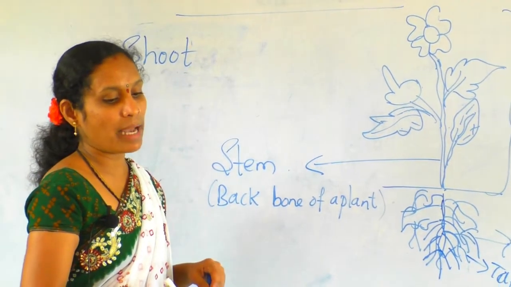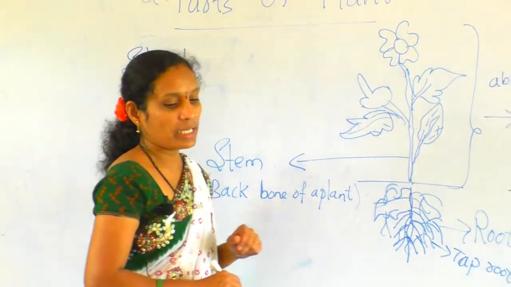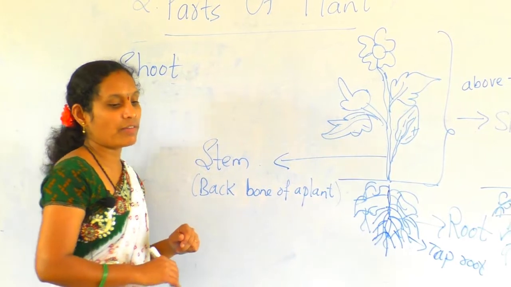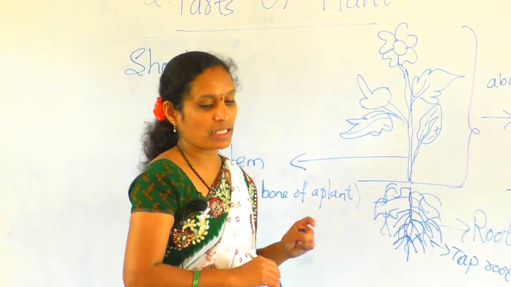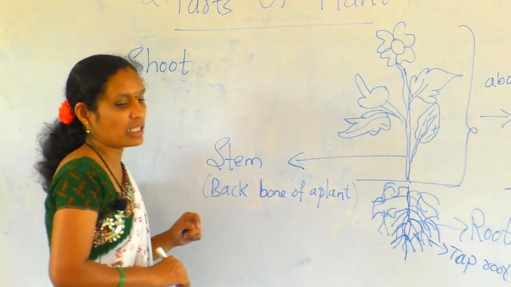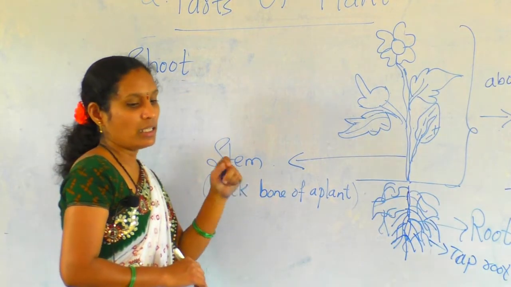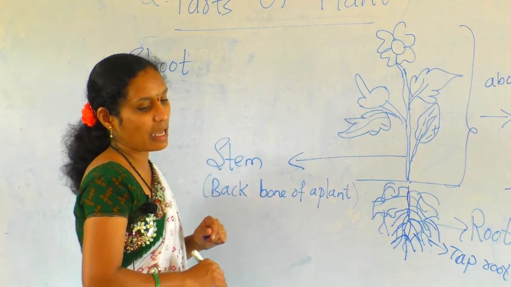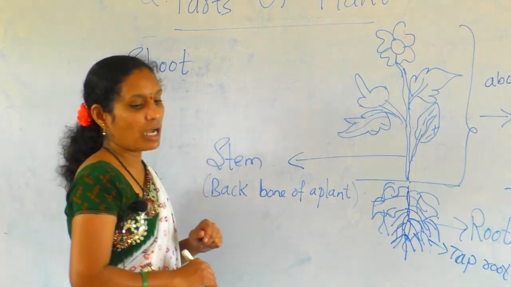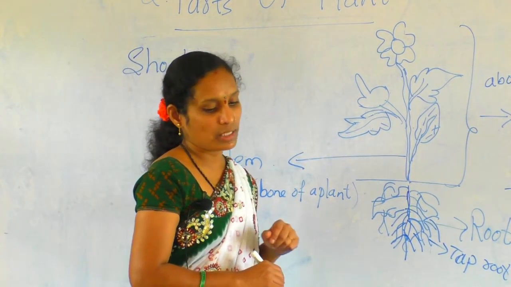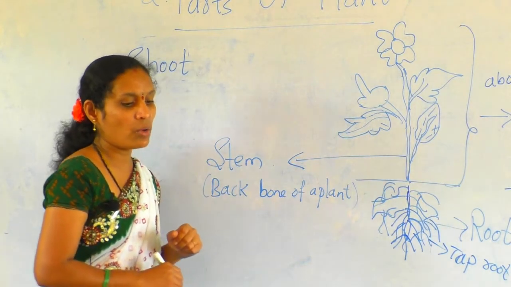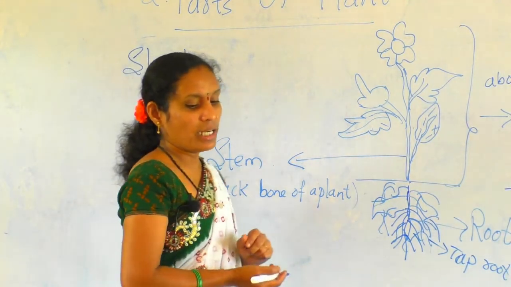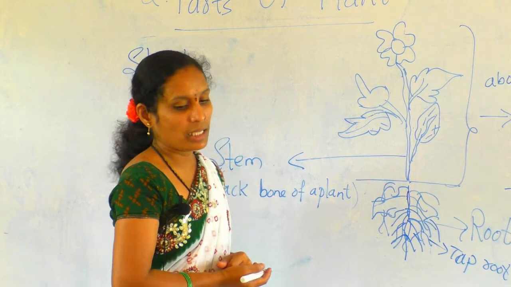Next, it holds the plant upright above the ground, and it bears the branches, leaves, flowers, fruits, etc. The stem has another job. It grows upwards and reaches for the light. Understood? Do you know what happens to the water and minerals that are sucked up by the roots? They go up the stem to the leaves. Do you know how? The stem has tubes that take the water and minerals to the leaves.